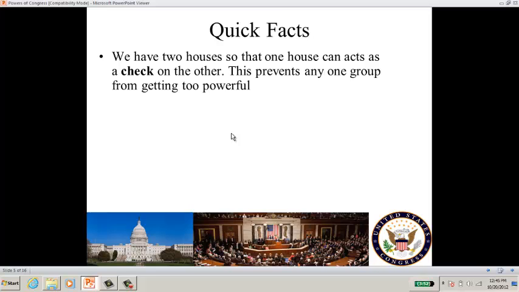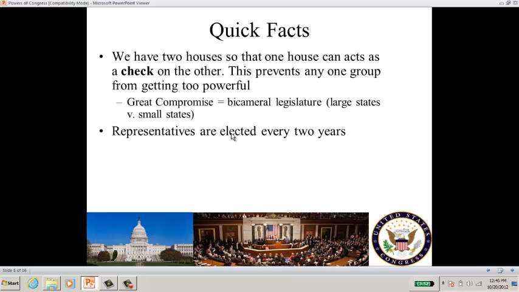Like I just said, we have two houses so that one house acts as a check on the other, prevents any one group from getting too powerful. So it doesn't just apply to, of course, common people or wealthy people. It also applies to large state and small state. The House of Representatives benefits the large states, and the Senate benefits the small states where everyone's represented equally. And this, of course, came from the Great Compromise, which created, again, a bicameral legislature.